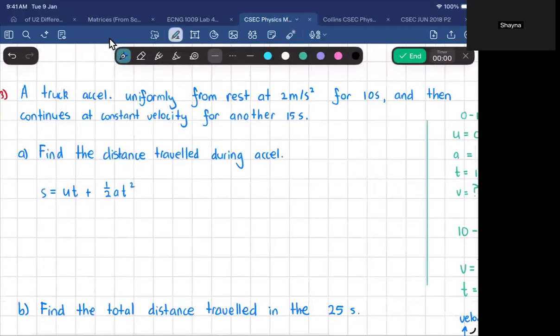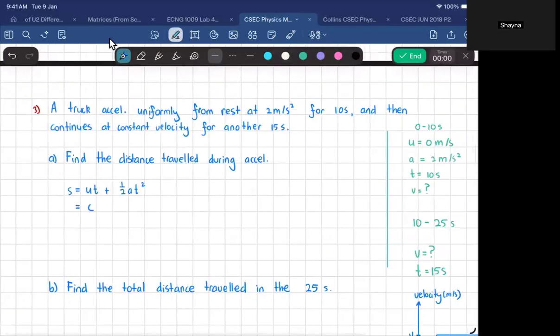So if we do it like how you did it, U is 0, so this part's going to be 0. Then it's going to be a half A. We know A is 2. The time is 10, then squared. So half and 2 cancel off, so that's just 100.